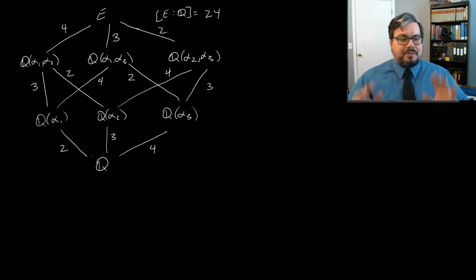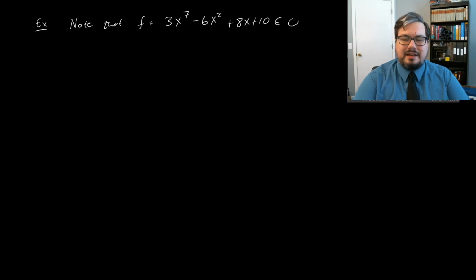Okay, so another much smaller example, but where we look at some of the implications of Theorem 173. So note that f, which is given by 3x to the 7th minus 6x squared plus 8x plus 10, a polynomial in Q[x] over the rationals, is irreducible by Eisenstein again, by Eisenstein's criterion.